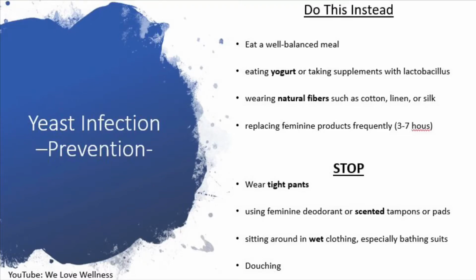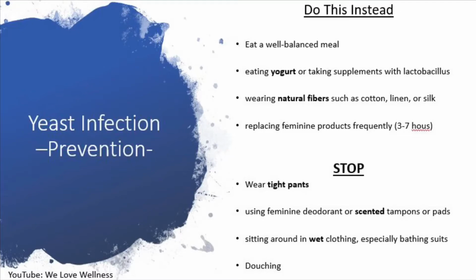You also want to wear natural fibers, and this goes for your underwear, panties. You want to wear cotton, linen, or silk. It's just much better for the body and just that area down there. You also want to replace your feminine products frequently. Just don't have your tampon or your pad sitting there for hours and hours. I would say 3 to 7, if you can, depending on your flow, a little less than 3 hours. You just don't want to have your vagina area sitting in a wet spot.